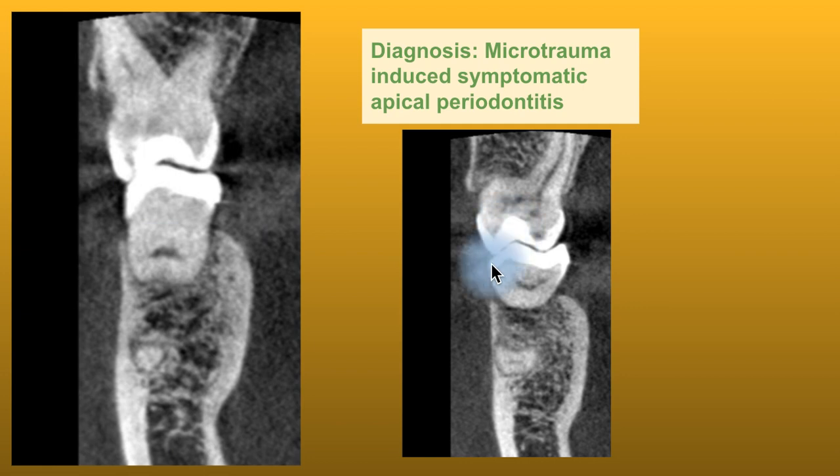Let's take a look at another image. This is an axial slice, slightly more distal to this particular tooth. You can see a rather significant wear facet. Now, wear facets are not normal. We know teeth don't erupt into the mouth with flat surfaces like this.